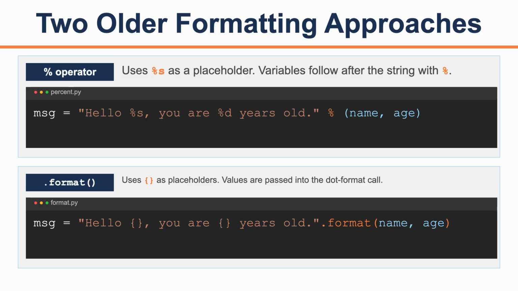Before f-strings, Python had two older ways to format strings. The percent operator used a percent sign as a placeholder inside the string. The format method used curly braces and a format method call at the end. Both approaches work, but they are harder to read as strings grow longer.